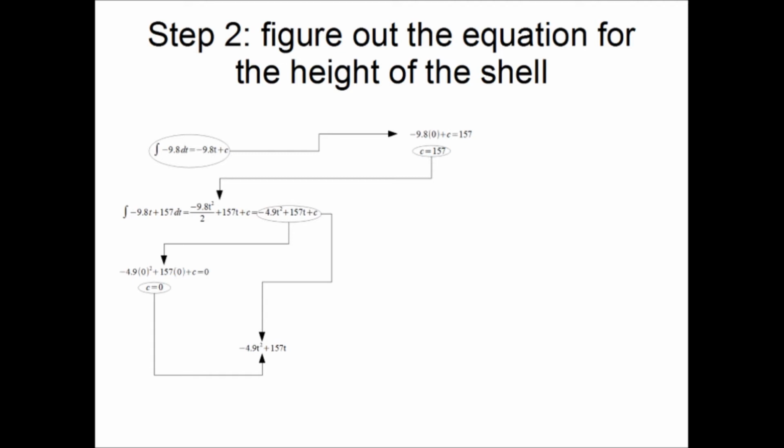We plug the c value back into the function we've created and integrate it again. Integral negative 9.8t plus 157 dt, yielding the position function negative 4.9t squared plus 157t plus c. By the same logic we used to find c last time, and the fact that the initial height is 0, we find that c is 0, yielding a position function of negative 4.9t squared plus 157t.